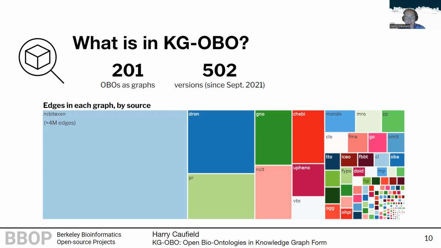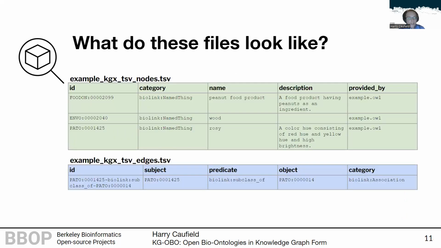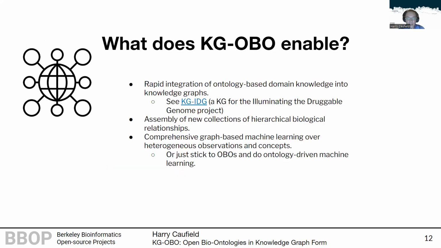Size is certainly not the only important property of any one of these ontologies, but rather the kind of domain knowledge that it's capturing. They follow this consistent TSV format. You're welcome to take a look at the files themselves. They're all publicly available, but they follow our consistent BioLink structure, both in terms of the categories they follow for the node types, as well as the edge types. And they enable us to do some pretty exciting things.